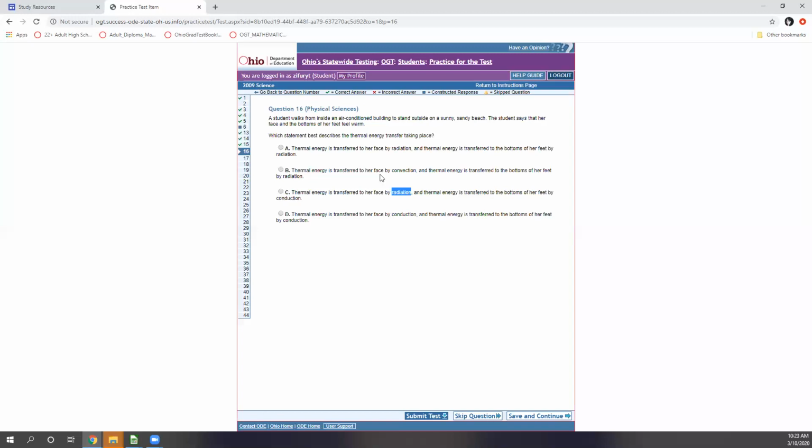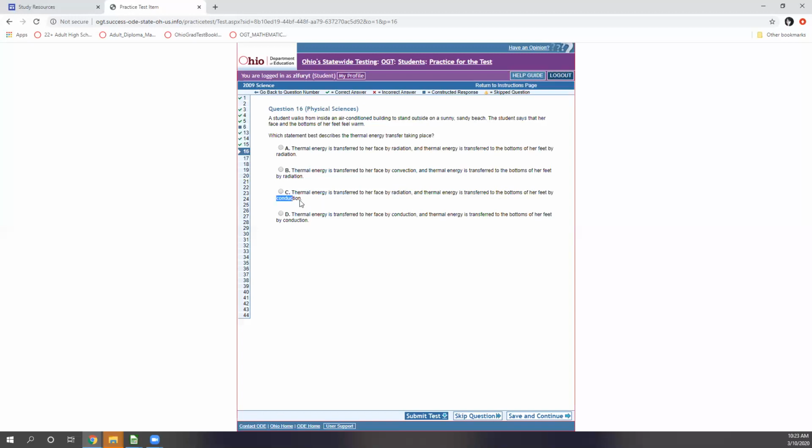So is her face being heated by convection? Absolutely not. And the bottoms of her feet by radiation? Again, the sun's not directly warming her feet. So heat is transferred to her face by radiation, so by the sun, and heat is transferred to the bottoms of her feet by conduction.